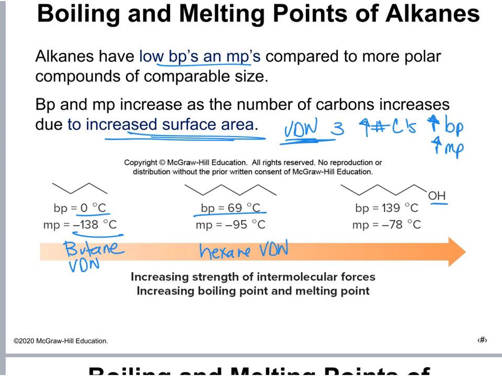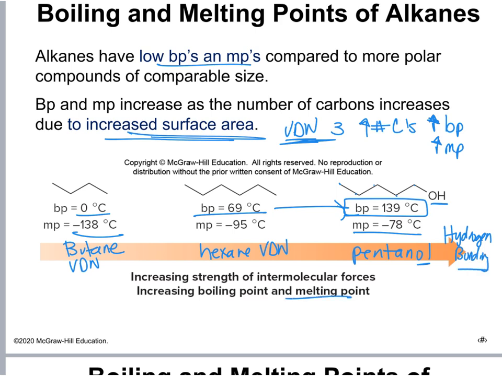Now you put in an alcohol, 1, 2, 3, 4, 5. That is pentanol. And now we have a big jump in the boiling point and the melting point. Why is that? Because this does hydrogen bonding, and hydrogen bonding is a stronger intermolecular force than van der Waals.